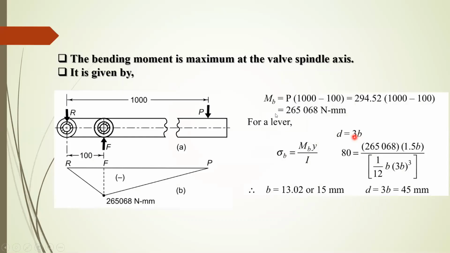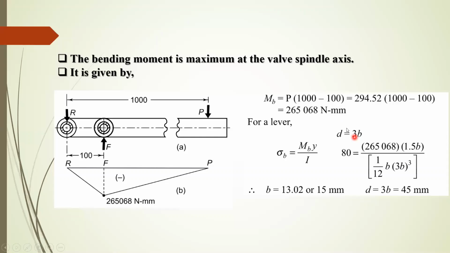First we need to calculate the bending moment. The bending moment at this point is nothing but the force P multiplied by this distance. This distance is nothing but 1000 minus 100, up to this point only. So P into (1000 minus 100) is the bending moment. So the bending moment is 265068 Newton mm.